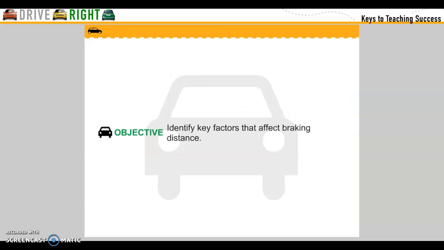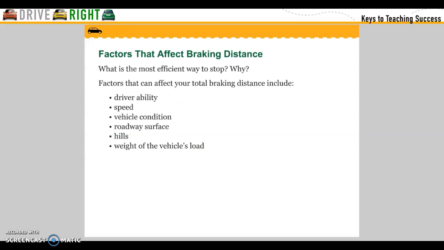Objective. Identify key factors that affect braking distance. Factors that affect braking distance. What is the most effective way to stop? Why? Factors that can affect your braking distance include your driver's ability, speed, vehicle condition, roadway surface, hills, and weight of your vehicle.